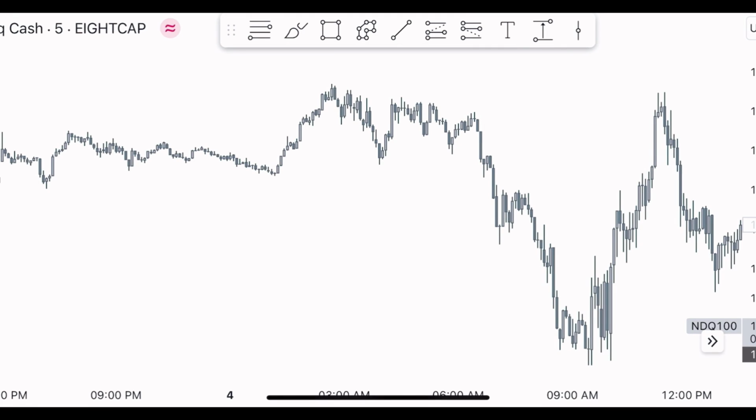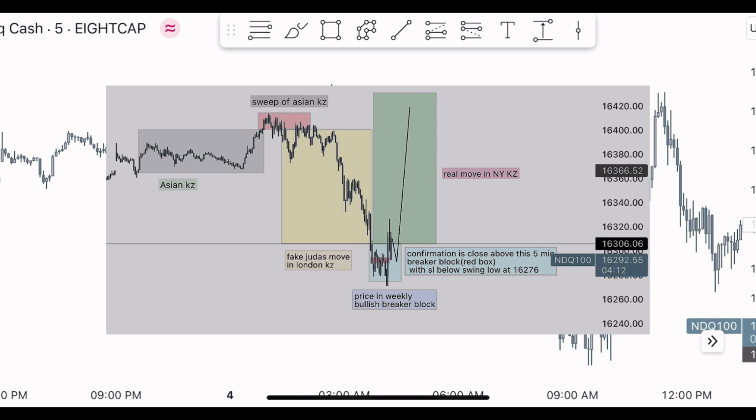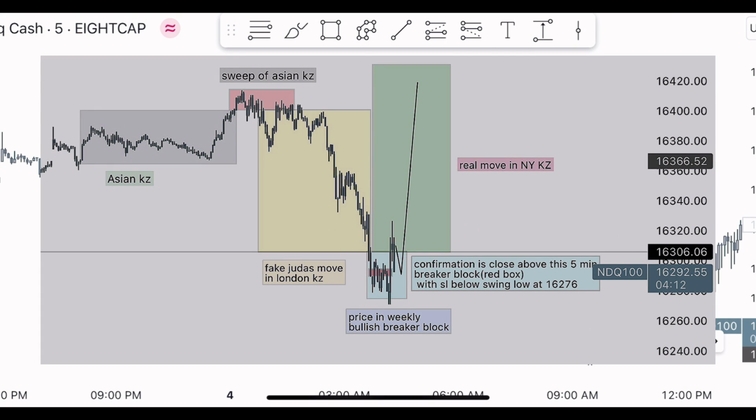What's up, everybody? So yesterday I took a trade on Nasdaq. I shared it in one of my WhatsApp groups. I will show you the screenshot and then I will explain it in detail. You guys can see this was the call.